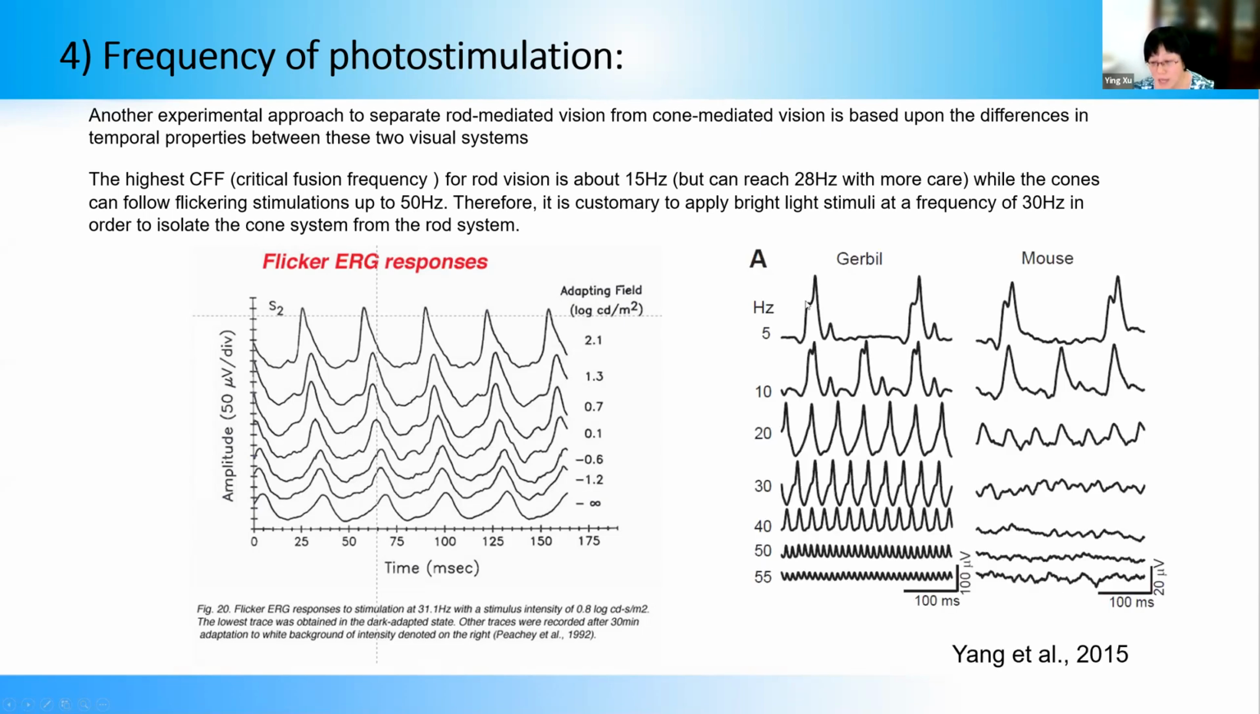Also, in my work comparing gerbil with mouse, as I mentioned before, the gerbil has more cones than the mouse. You can see that the gerbils can follow flicker even up to 55 Hz, but the mouse, like cones, can hardly follow flicker higher than 20 Hz. So this is a good way to separate cones from the rod pathway.